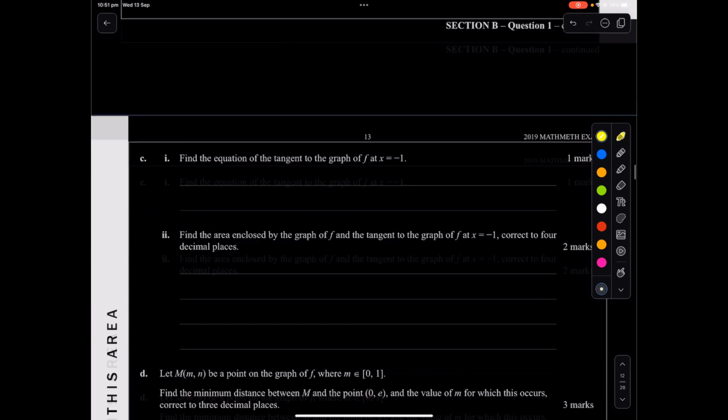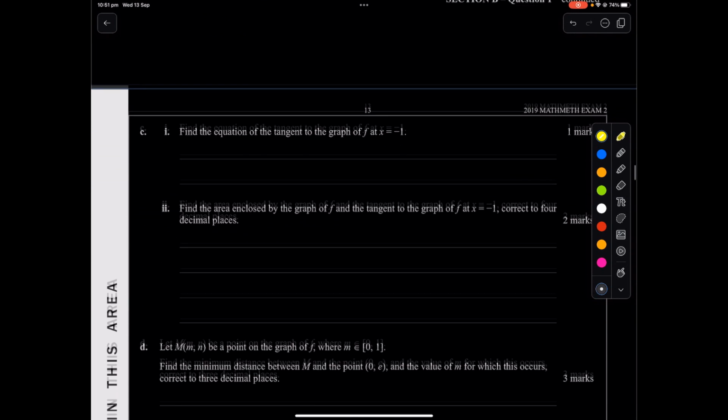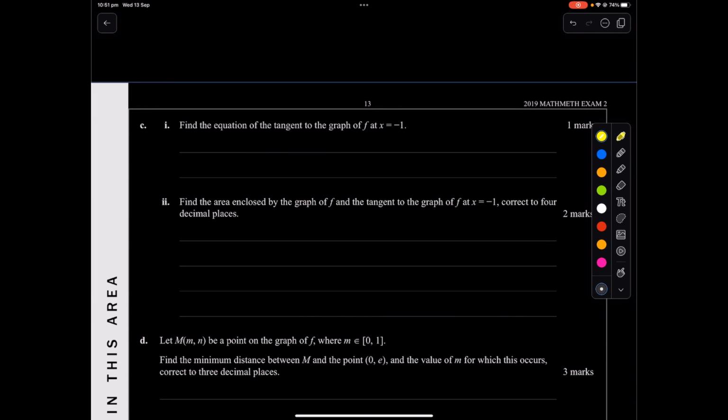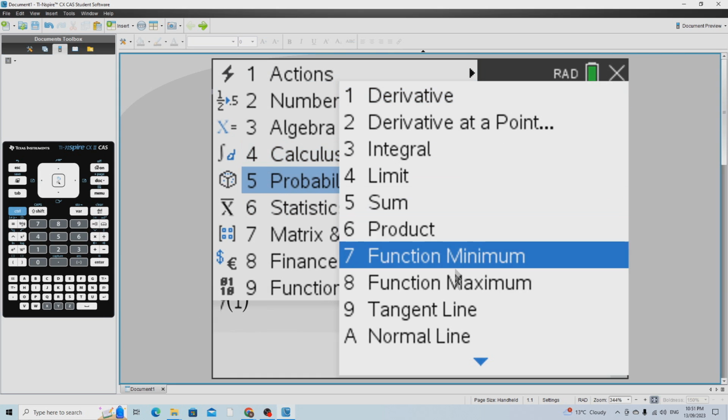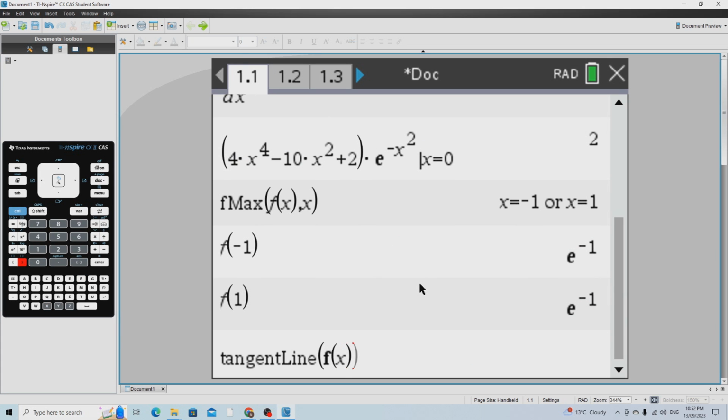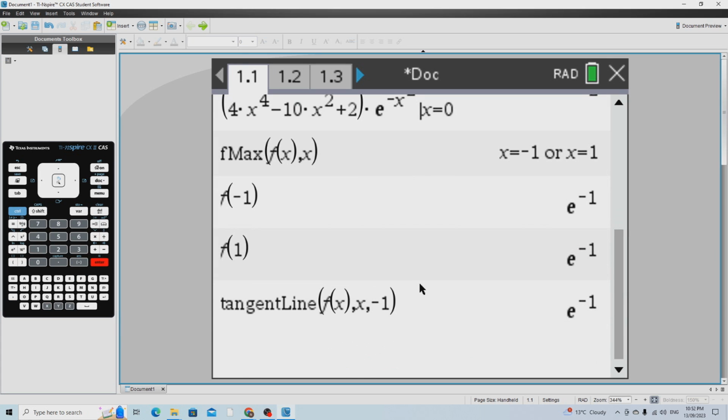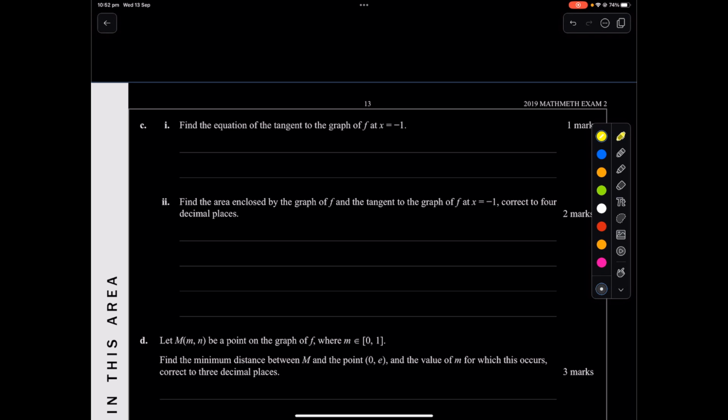Okay, let's look at this. Find the equation of the tangent to the graph at x equals -1. For this one, I'm just going to use my calculator. I'll go menu, calculus, tangent line of f of x, comma x at -1. And that's e^-1. So it's just y equals e to the power of -1.